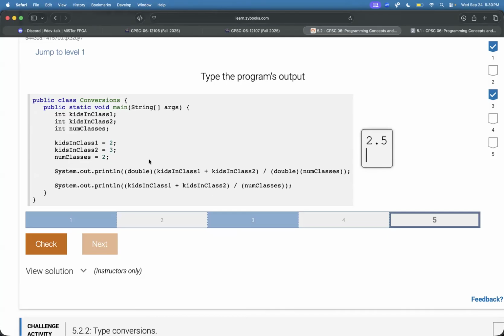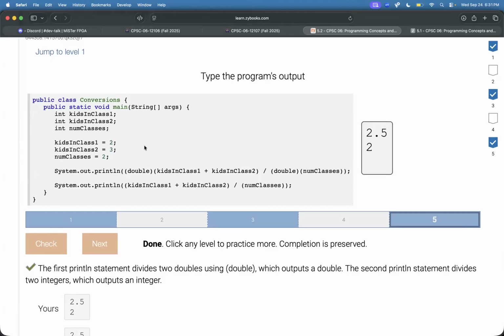Now, if you look at the bottom print statement, it's kids in class 1, which is 2, kids in class 2, which is 3. So that's 5 when you add it. Divide by 2, you get 2.5, but they did not cast to doubles, which means that this was 5 over 2 as an integer arithmetic. And we know that you lose the decimal place, like it does it as an integer calculation, you lose everything on the other side of the decimal point. So it's just going to be 2. So the first one is done properly with typecasting, and the second one is done wrongly with no typecasting.